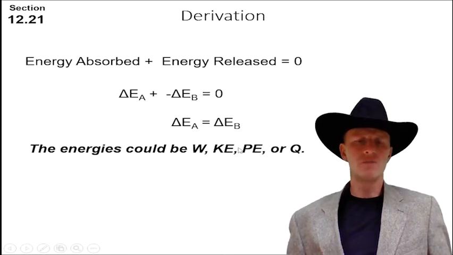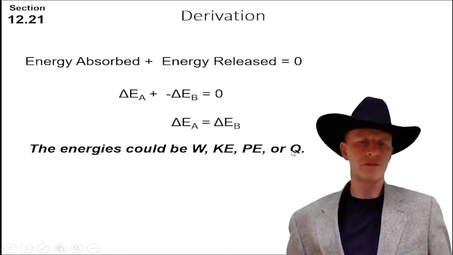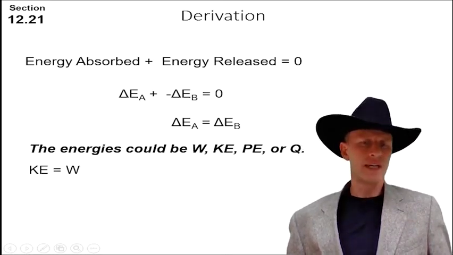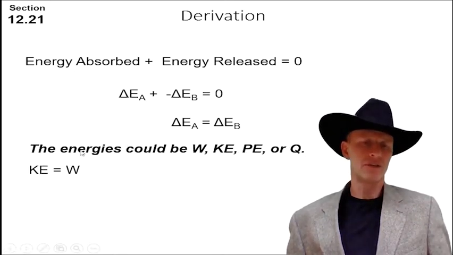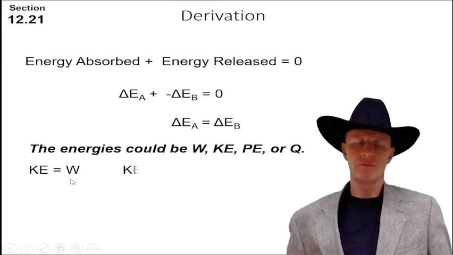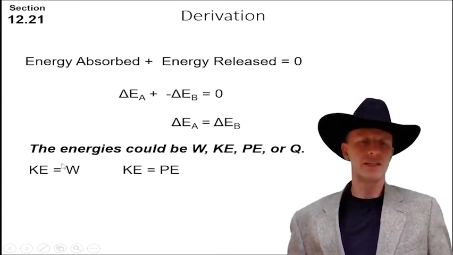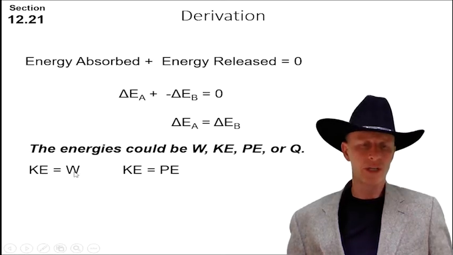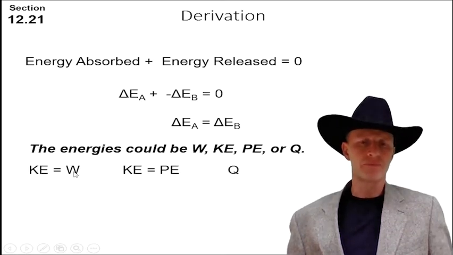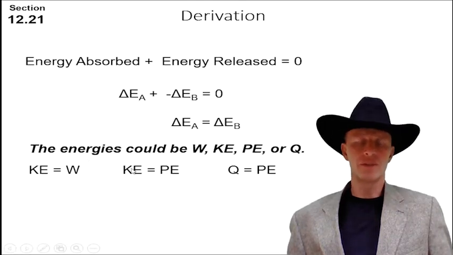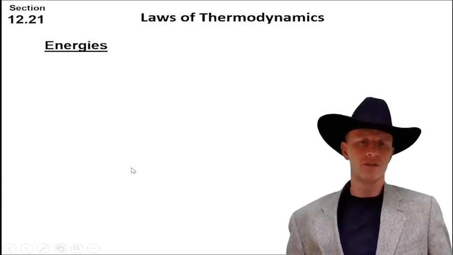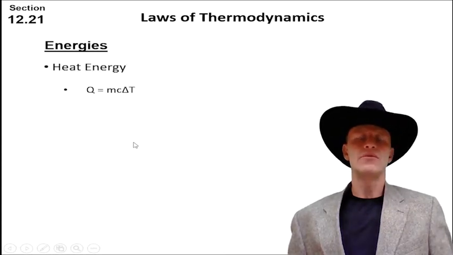Now the energies could be work, kinetic energy, potential energy, heat energy, or sound, light. We're not going to talk about those though. Again, with these types of problems, all you got to do is identify the two types of energies talked about and set them equal to each other. If velocity is given, then kinetic energy would equal work, if work's given. So we have a variety of different equations that can be derived with this first law of thermodynamics. So let's take a closer look at the energies' formulas.